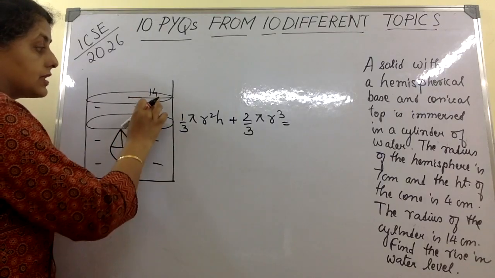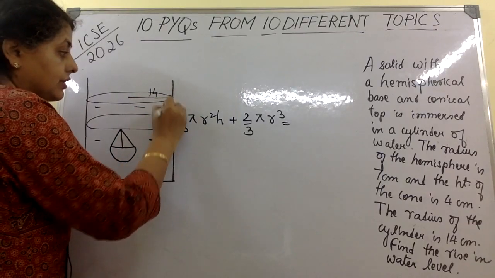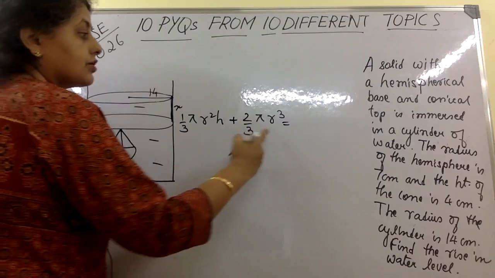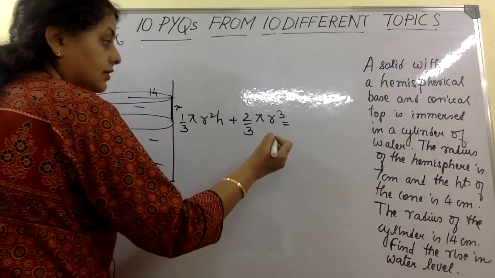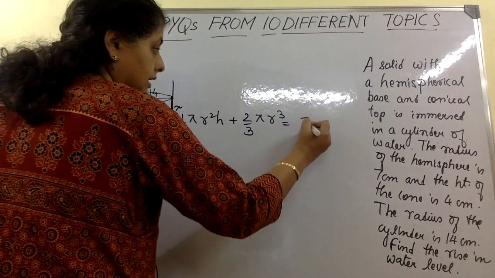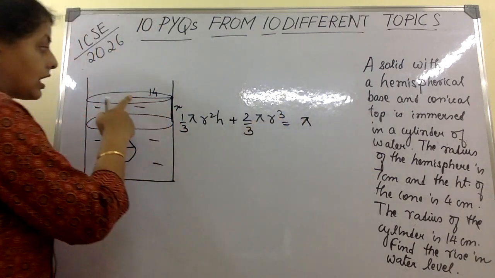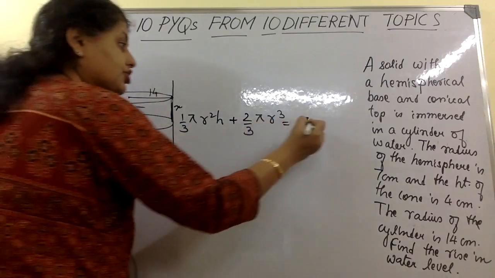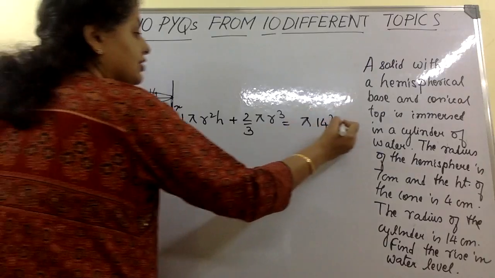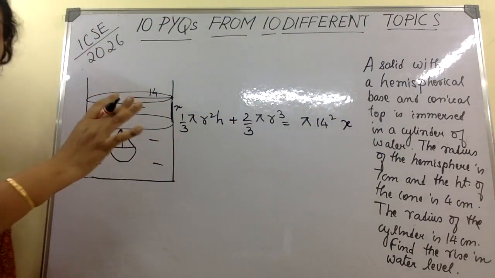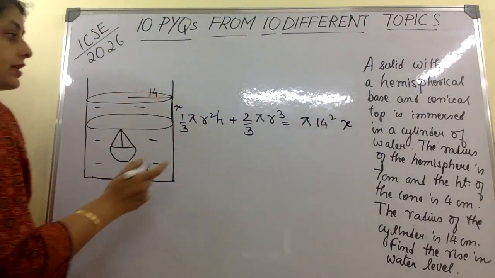From here to here is the rise. This distance we will take as x. Now for a cylinder, πr², where r for the cylinder is 14. So straight away, to avoid all confusion, I am writing 14 squared, and h is x. So we don't have any trouble with any variables, and nothing is getting repeated.